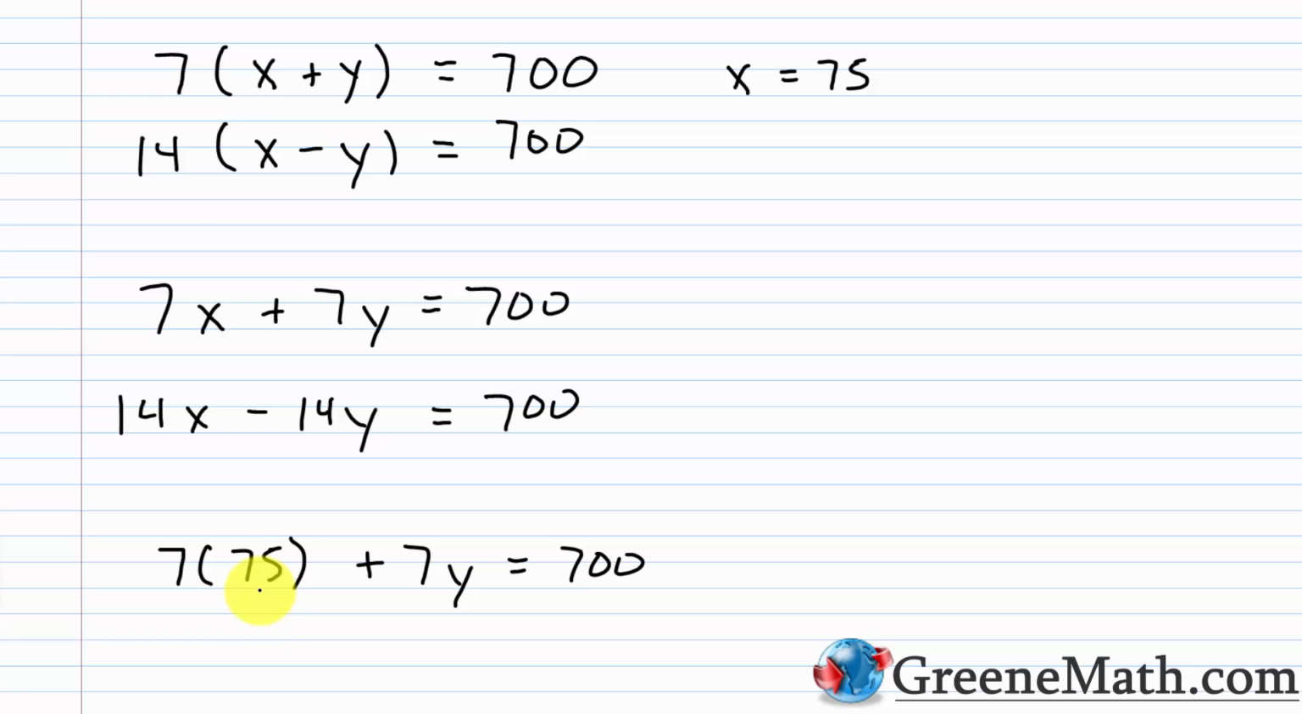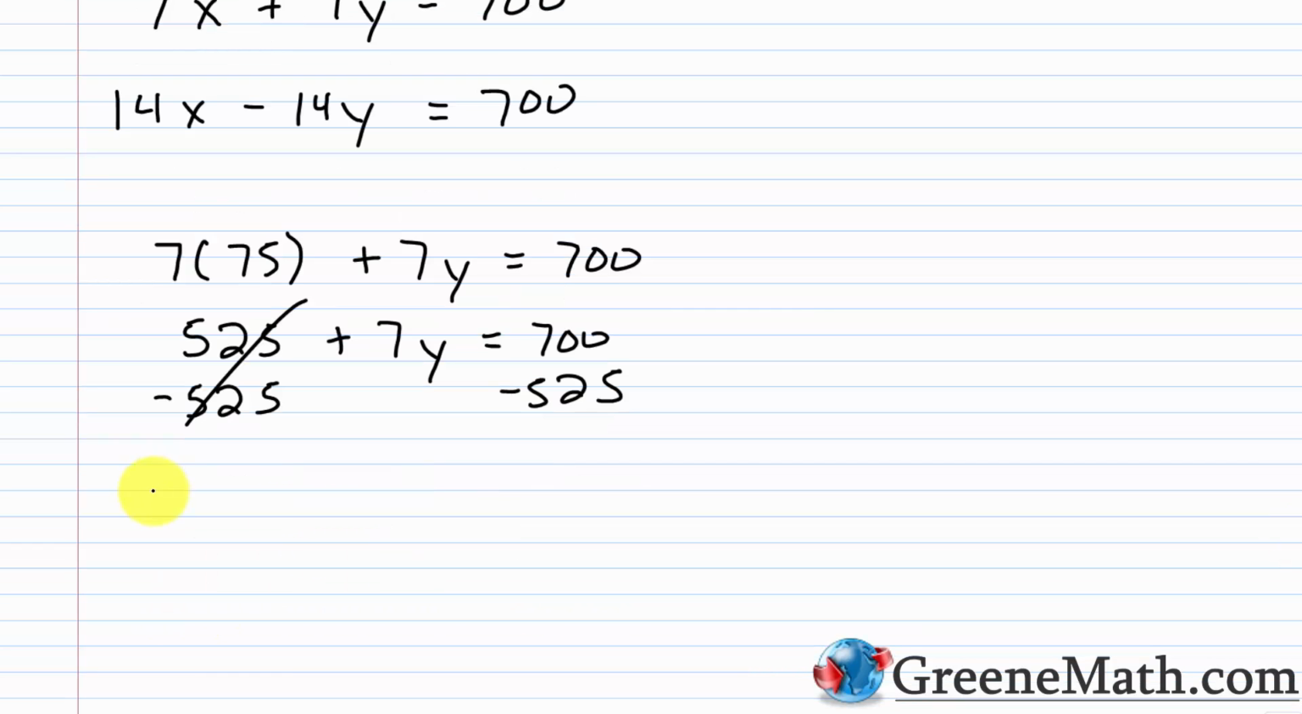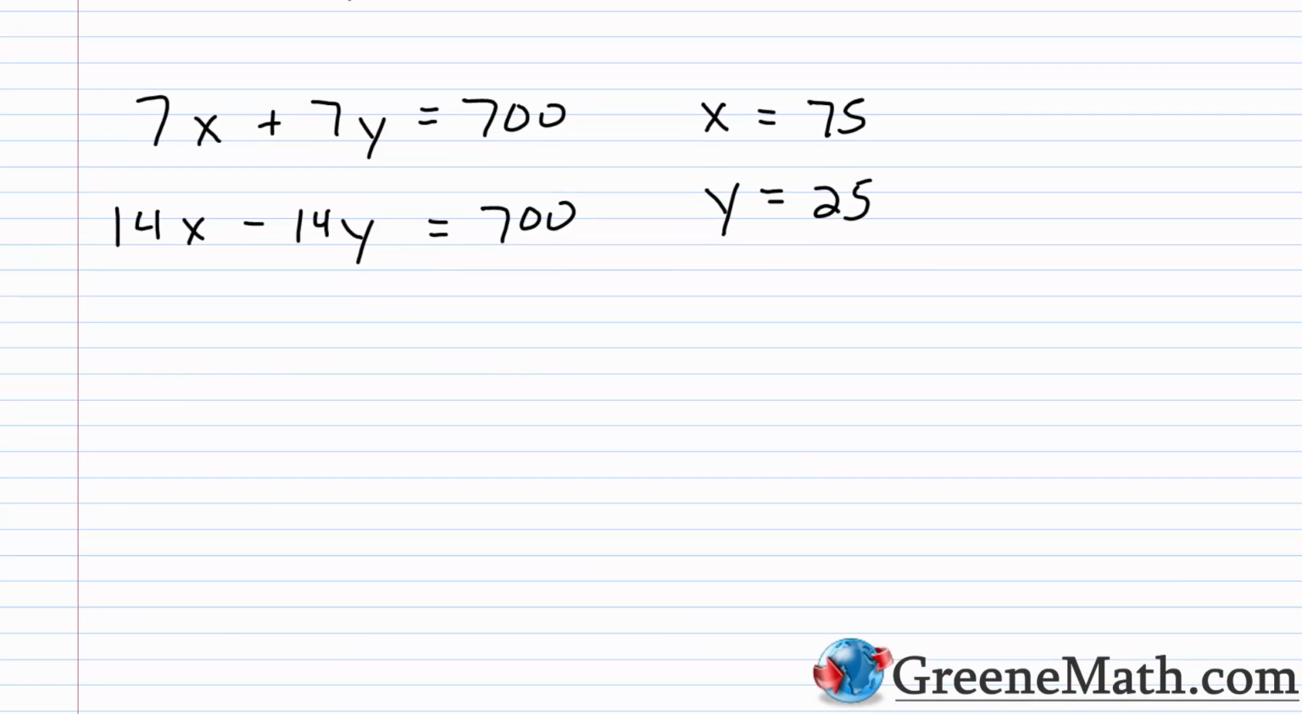What's 7 times 75? That's going to be 525. So we'd have 525 plus 7y equals 700. And then we'd subtract 525 away from each side of the equation. That's going to cancel. And we'd have 7y is equal to 700 minus 525, which is 175. Then if I divide both sides of the equation by 7, I'm going to end up with y is equal to 25. All right, so now we can write this as an ordered pair. We'll say it's 75, 25.